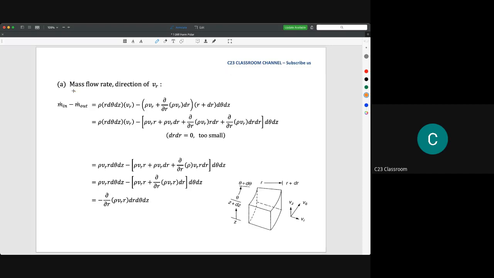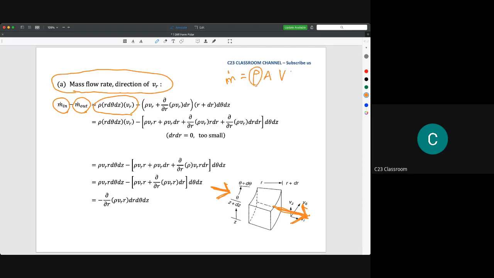So for example, we try to calculate the flow rate for the direction of radius, for VR. Here, VR means that we are calculating the inlet for this one and also the outlet for this one. We need to fulfill the value of mass flow rate at inlet and mass flow rate at outlet. So for mass flow rate at inlet, we could write rho, r d theta dz, and VR. Please remember that mass flow rate here is equal to rho A and V.